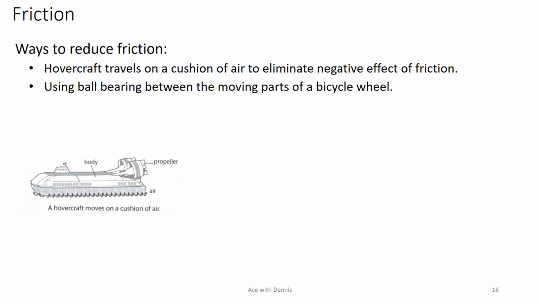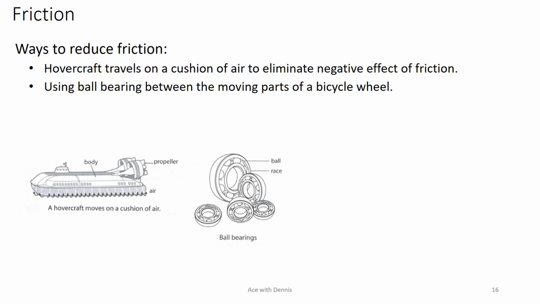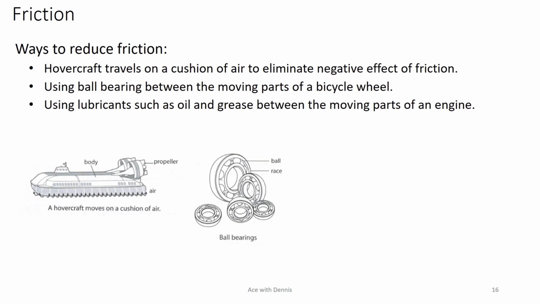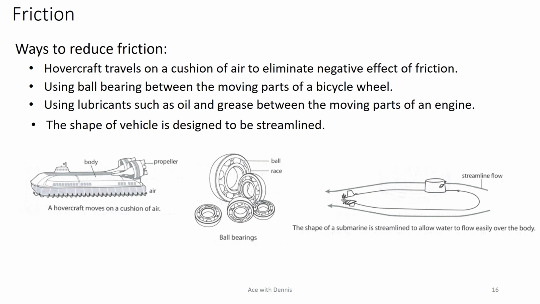We also use ball bearings between moving parts of a bicycle wheel to reduce friction. So these are the ball bearings placed in bicycle wheels. Next, using lubricants such as oil and grease between the moving parts of an engine can reduce friction as well. The shape of a vehicle is designed to be streamlined. So we have discussed this previously, which will look like this. This is the shape of a submarine, streamlined to allow the water to flow easily over the body.